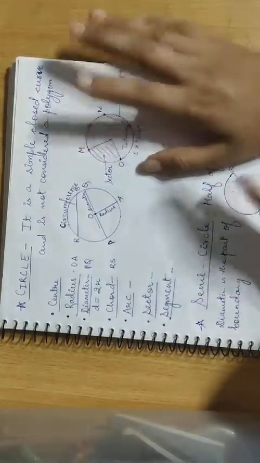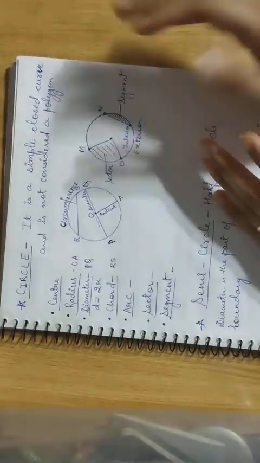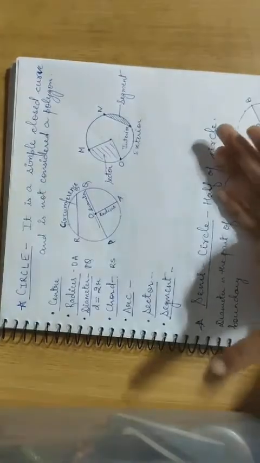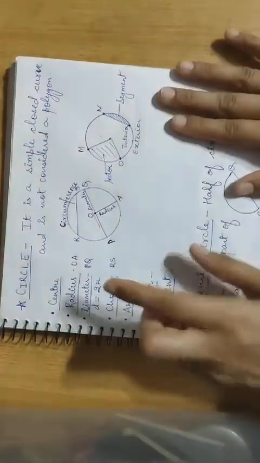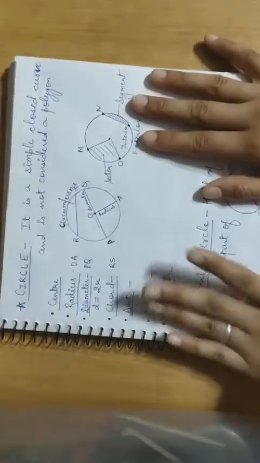Circle is a simple closed curve and it is not considered a polygon. As you all know, polygons usually have straight lines. We have all seen that before in the previous class. So now we are studying about the circle. It is the closed curve.